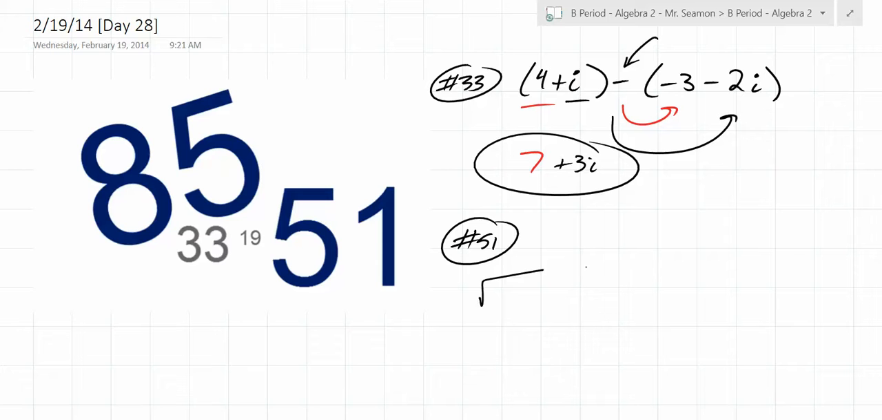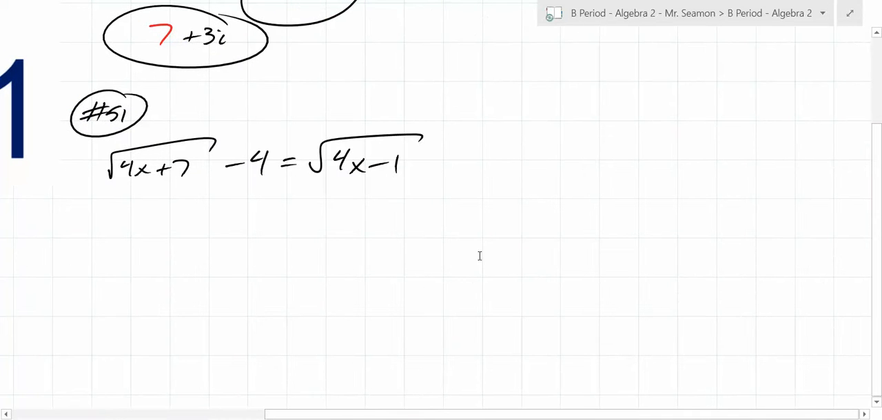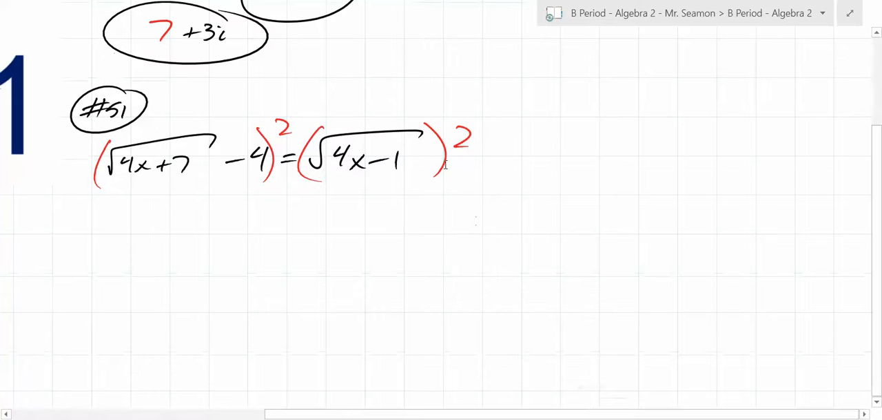So we have the square root of 4x plus 7 minus 4 equals the square root of 4x minus 1. Now that first one, I've always told you is isolate if you can. There's no more isolation you can do on this one. At this point, what do you have to do? You're going to have to square both sides. You square both sides. So what does the right-hand side become?